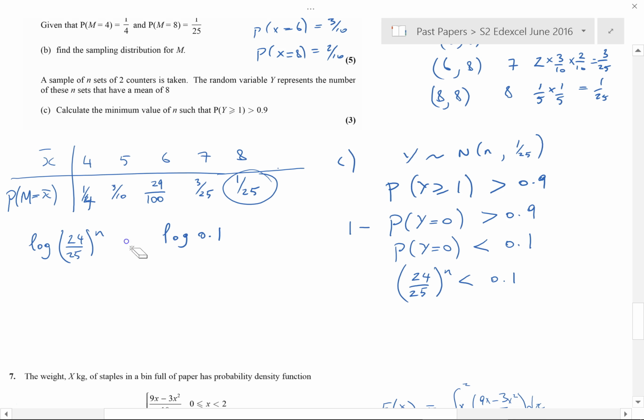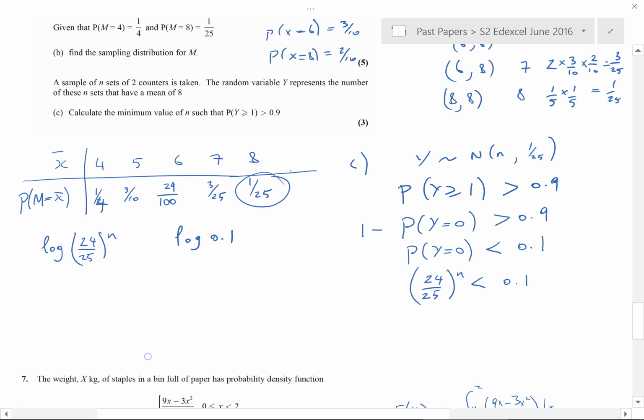Oh, sorry, that's not true. We're going to reverse the inequality in the next line. So we've still got that way around, because the log function is strictly increasing, so it will be that. It will be the next line using the rule of logs: n log 24 over 25 less than log 0.1. And now, because we're dividing by a negative, this is a negative amount, and it's got to be greater than log 0.1 divided by log 24 over 25.